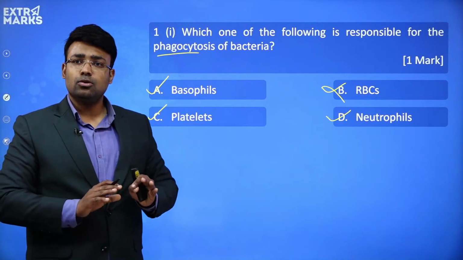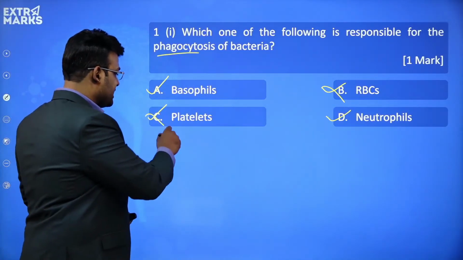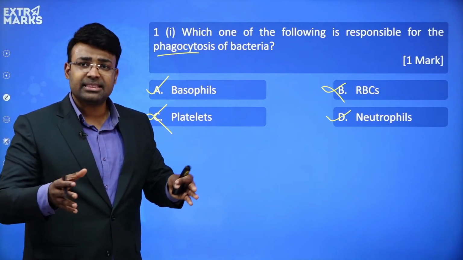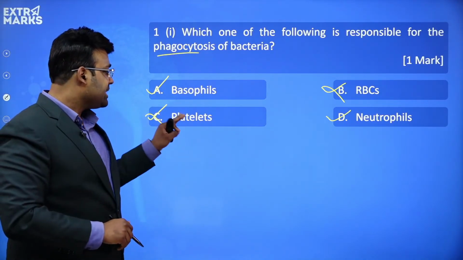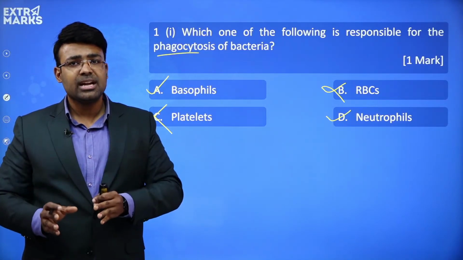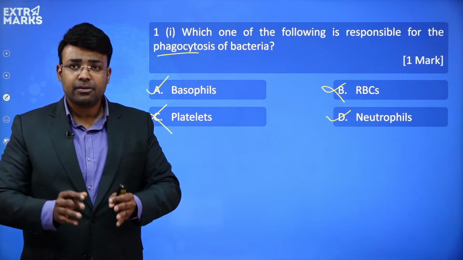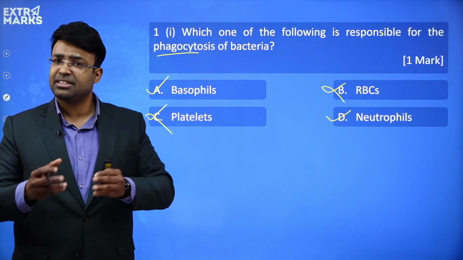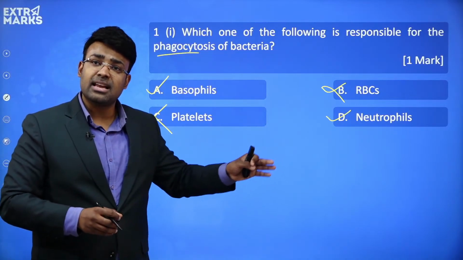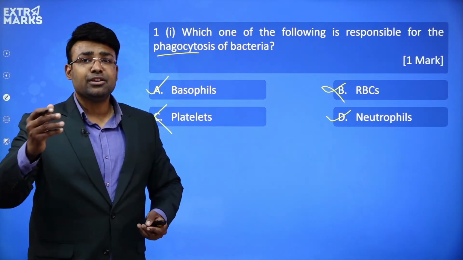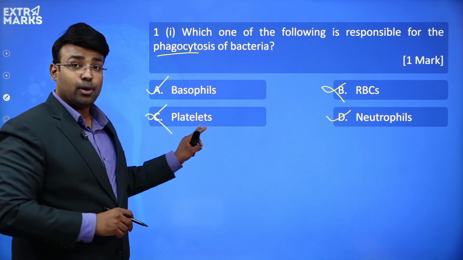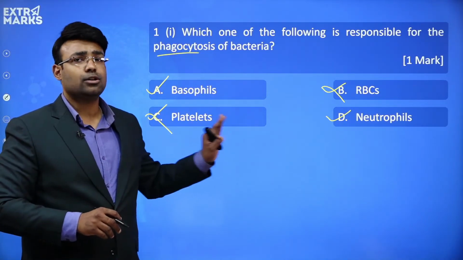Platelets we will eliminate too, because platelets are not a complete cell, they are just cell fragments. These platelets, also called thrombocytes, are associated with clotting. Whenever we get injury, our blood gets clot. So platelets along with RBC and the clotting factors like fibrinogen are involved in the clotting of the blood, and it is basically done with the help of the platelets. So again, platelets is the wrong option.